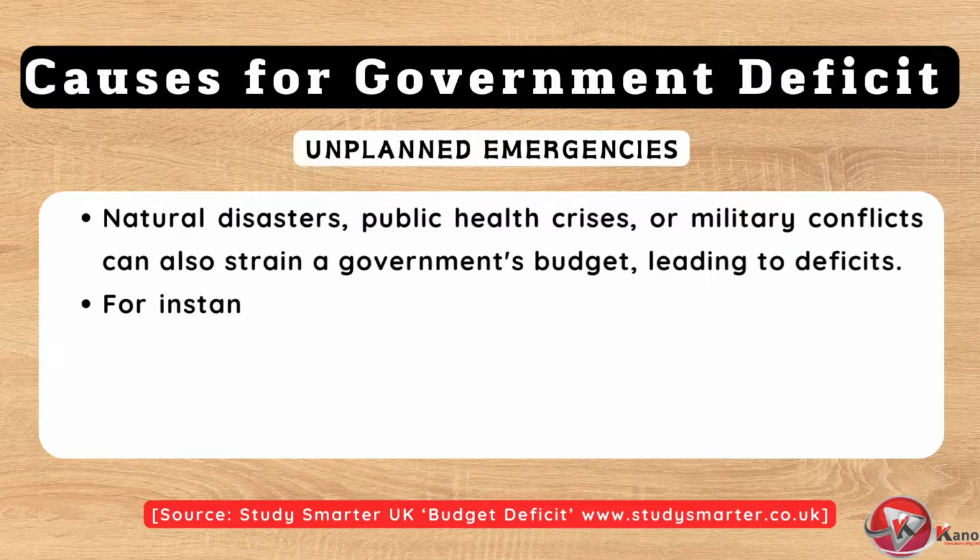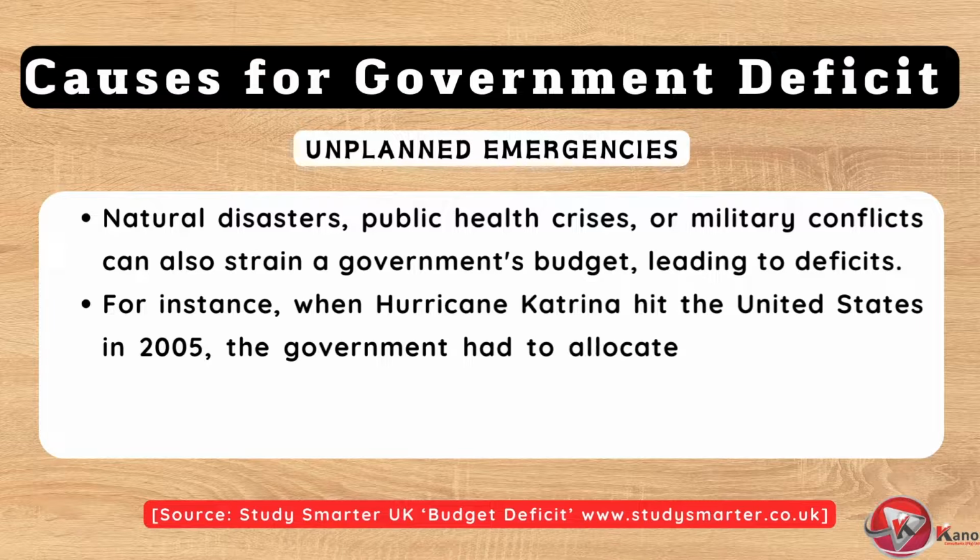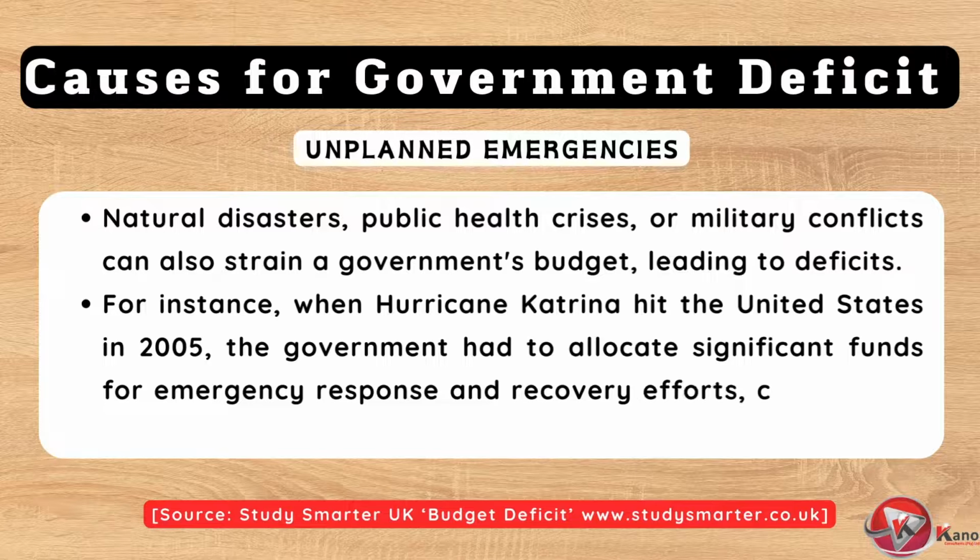Natural disasters, public health crises, or military conflicts can also strain a government's budget, leading to deficits. For instance, when Hurricane Katrina hit the United States in 2005, the government had to allocate significant funds for emergency response and recovery efforts, contributing to a budget deficit.